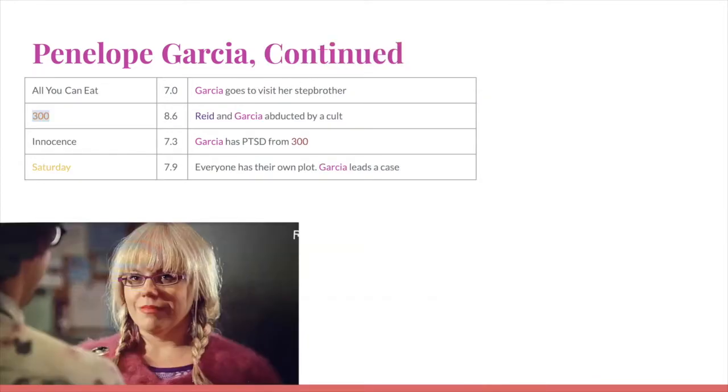Then in 300, Reid and Garcia are abducted by a cult. And in Saturday, Garcia actually leads a case of her own with JJ, Alvez, and Lewis.